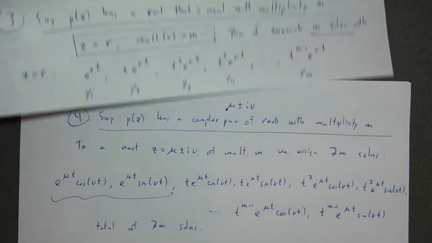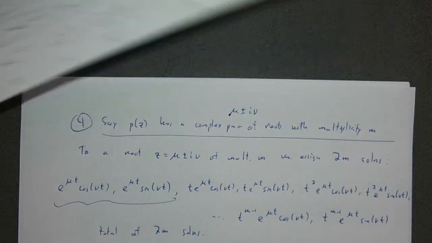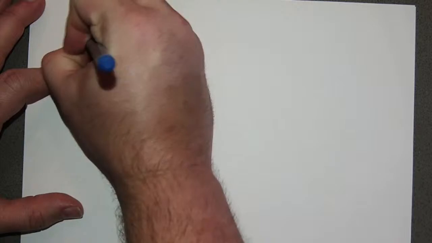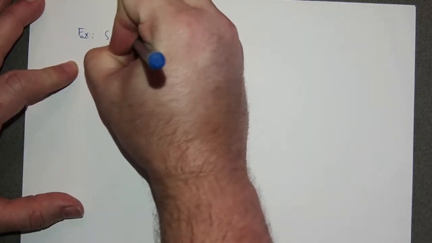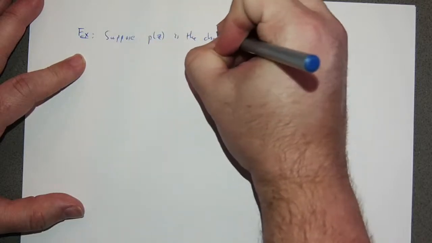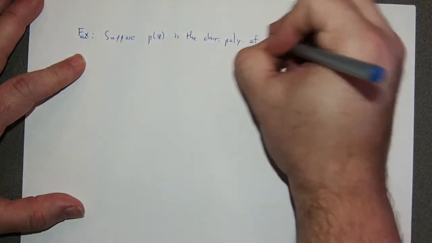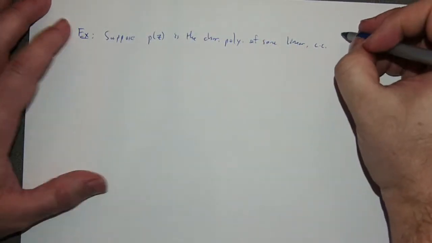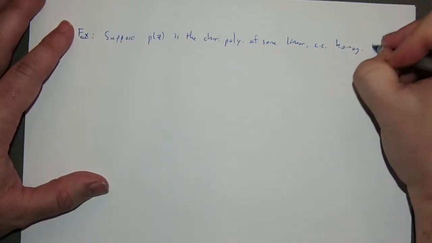Okay, so let's see how this process works on an example. What is my example? Well, let me do another one. Example. Suppose P of z is the characteristic polynomial of some linear constant coefficient homogeneous differential equation.